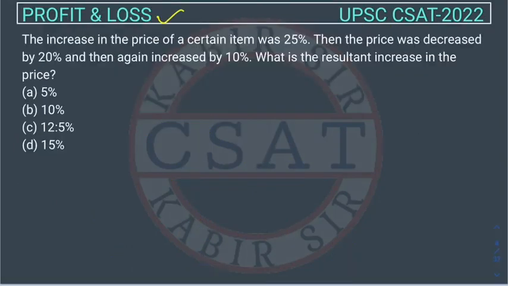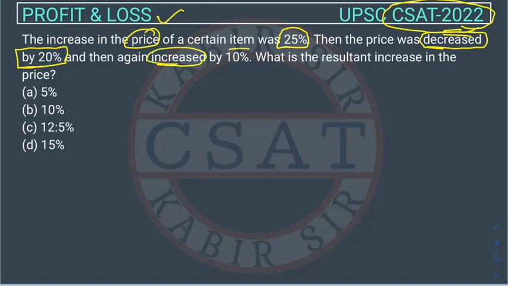This is a profit and loss question asked in UPSC Civil Services Exams CSAT paper in 2020, right? So the question is, the increase in the price of a certain item was 25%. Then the price was decreased by 20%, and then again increased by 10%. What is the resultant increase in the price? So the question is asking, suppose there is an item, initially the price increased by 25%, then decreased by 20%, and then finally increased by 10%. So the final price, right? So the final price got increased or decreased? The question is like that.